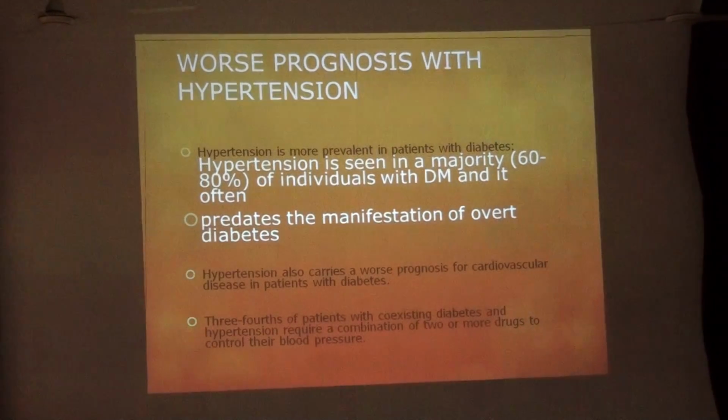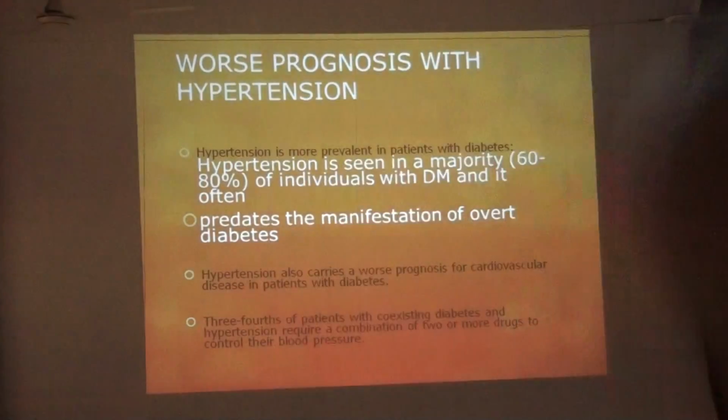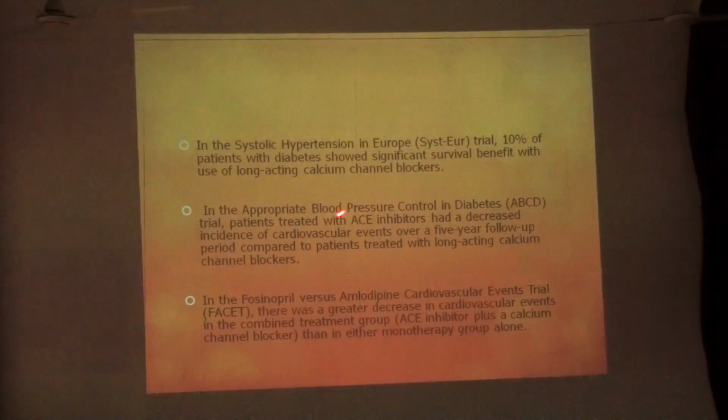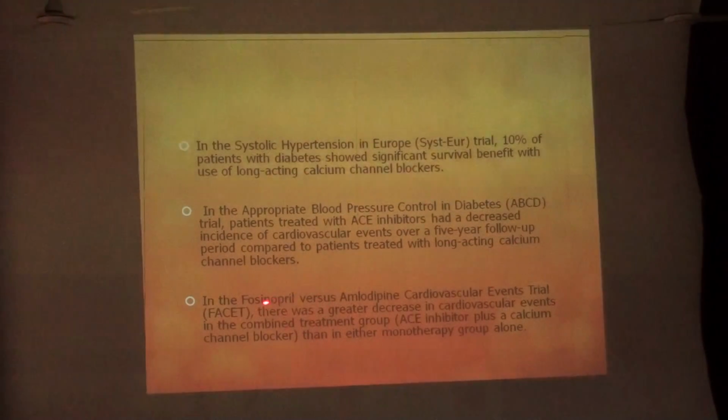What target should we maintain, and how much, so that there is no further target organ damage? In the ABCD trial, the Appropriate Blood Pressure Control in Diabetes trial, ACE inhibitors decreased the incidence of cardiovascular events more than long-acting calcium channel blockers. But in the FACET trial, comparing fosinopril versus amlodipine, there was a greater decrease in cardiovascular events when we combine the ACE inhibitor plus a calcium channel blocker. So we are practically prescribing all three.